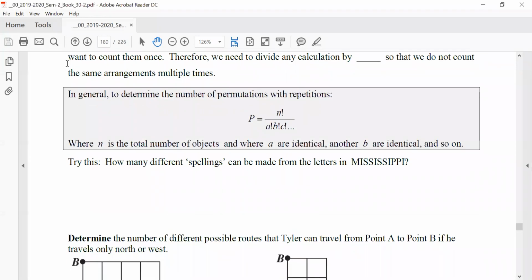So in general, this isn't on my formula sheet. It's not anything I need to remember or memorize, I should say. This is n, how many objects in total. And these are the number of identical arrangements.